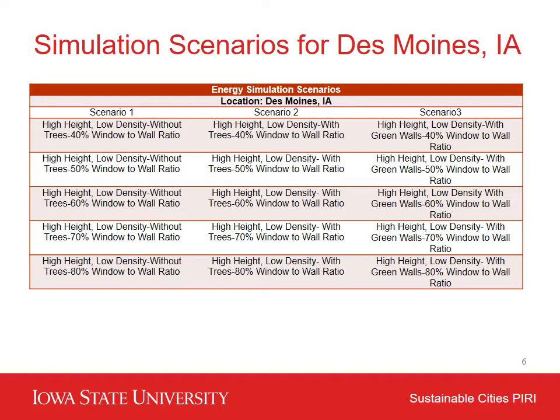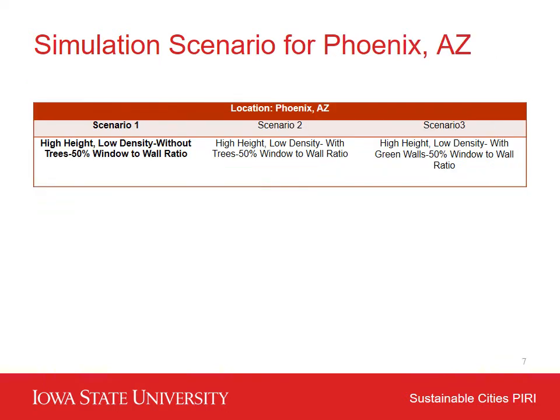And they are developed for Des Moines. We were able to test 5 different window to wall ratios with no trees, with trees, and with wall coverings. For Phoenix, we have 1 window to wall ratio and the 3 scenarios as well for the vegetative strategies.